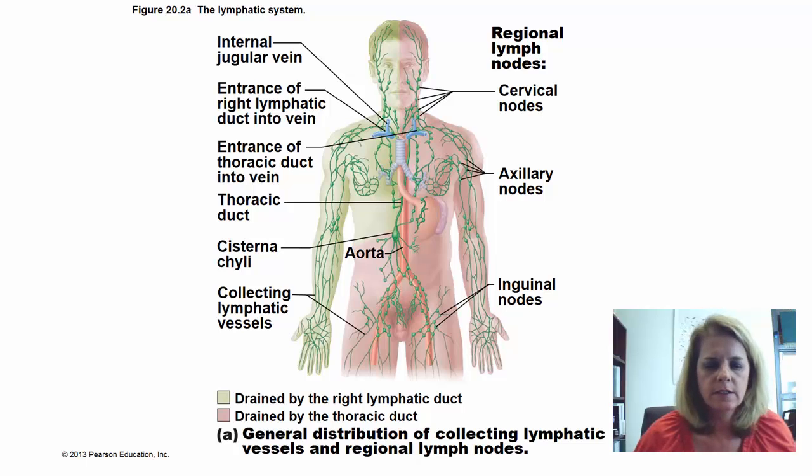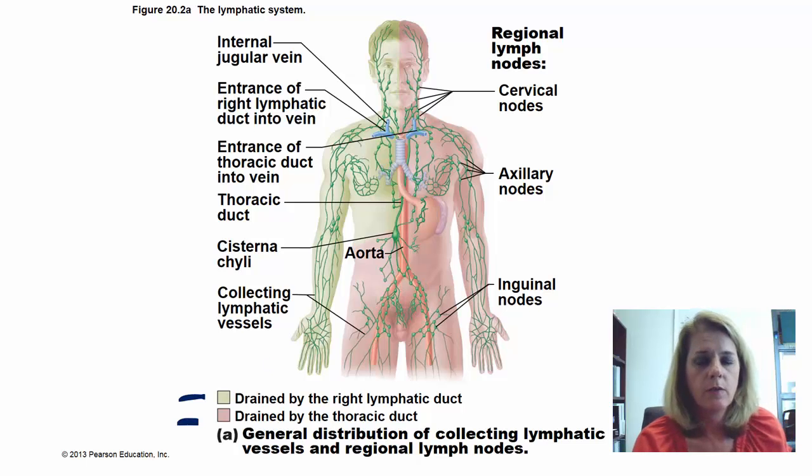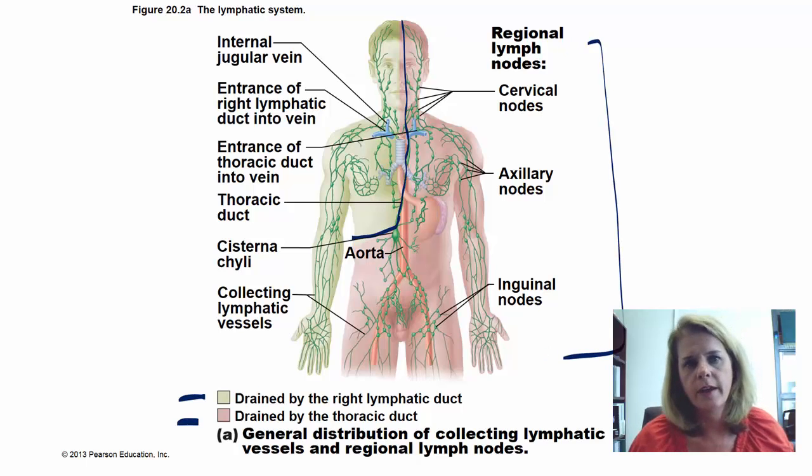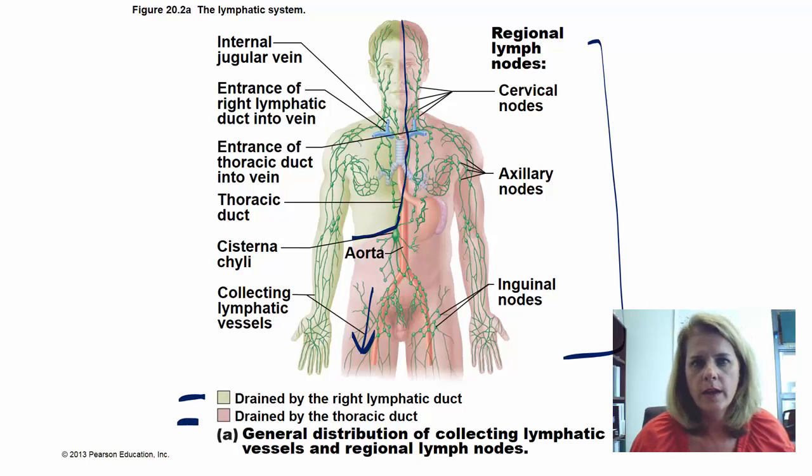So this is what this looks like. This has two colors, green and red. The right lymphatic duct drains everything on the right side: right arm, right side of the upper abdomen, right chest, right head. The red is everything else. That's the thoracic duct, which is why you can't call it the left side, because it drains the right leg. And again, these are one-way valves or one-way vessels.